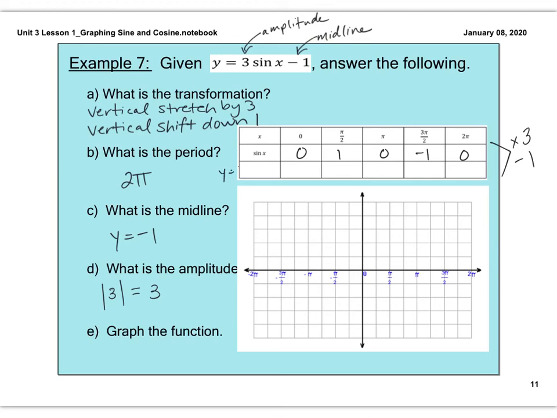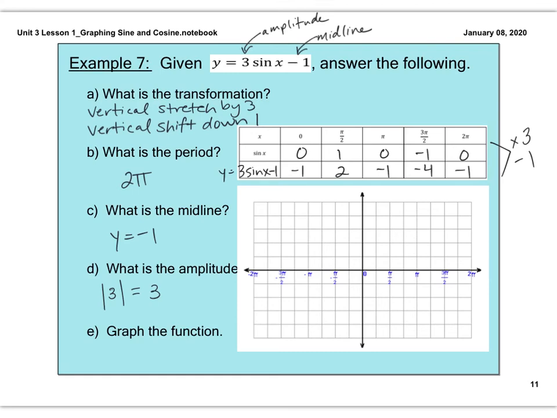So to get y equals 3 sine x minus 1, we're going to take 0 and multiply by 3, which is still 0, and then subtract 1. Take 1, multiply by 3, which is 3, and subtract 1. 0 times 3 is 0, minus 1. -1 times 3 is -3, minus 1 is -4. And then 0 times 3 is 0, minus 1.